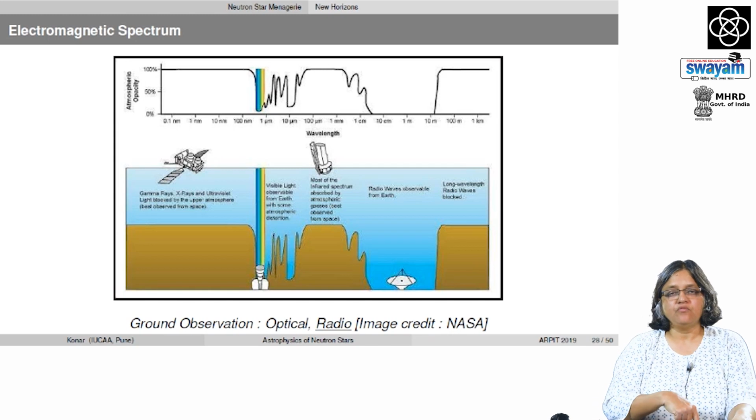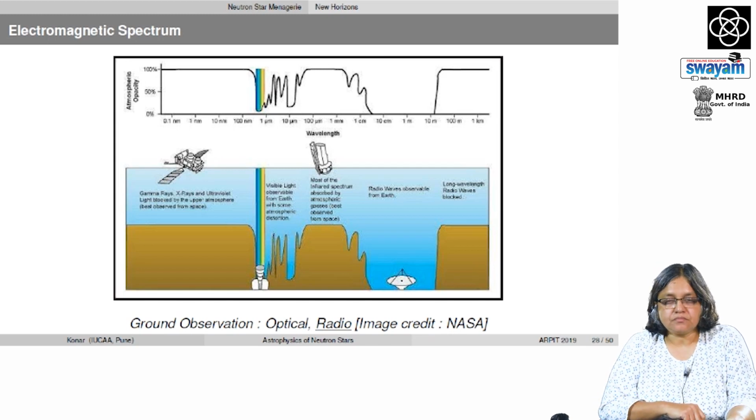Finally, we would talk about the new areas of neutron star research. Now, any research in astrophysics is dependent upon the kind of observation we can have on this system.